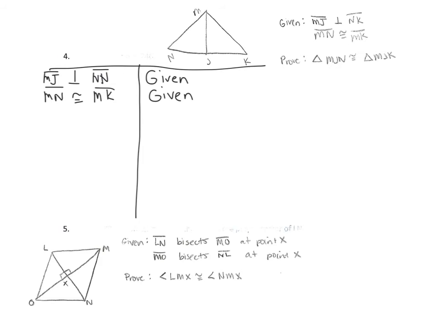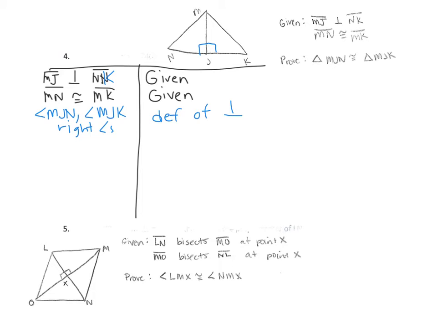Alright, I wrote my two givens in. So the first one I'm going to mark: MJ is perpendicular to NK. Oops, I wrote that wrong. NK. So perpendicular means that angle MJN and angle MJK are right angles by definition of perpendicular.